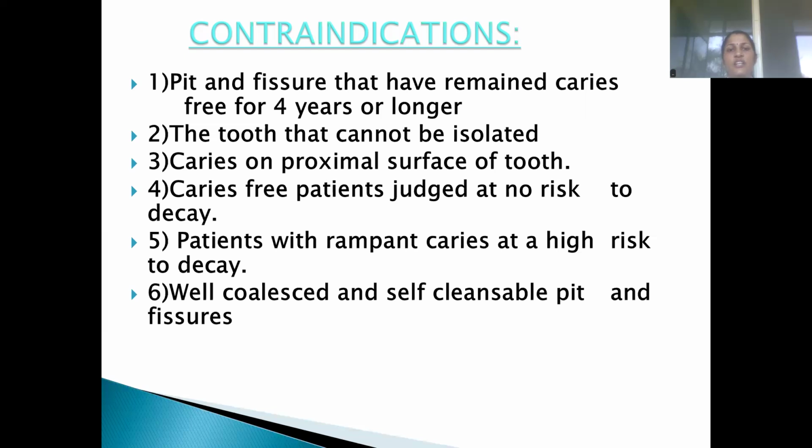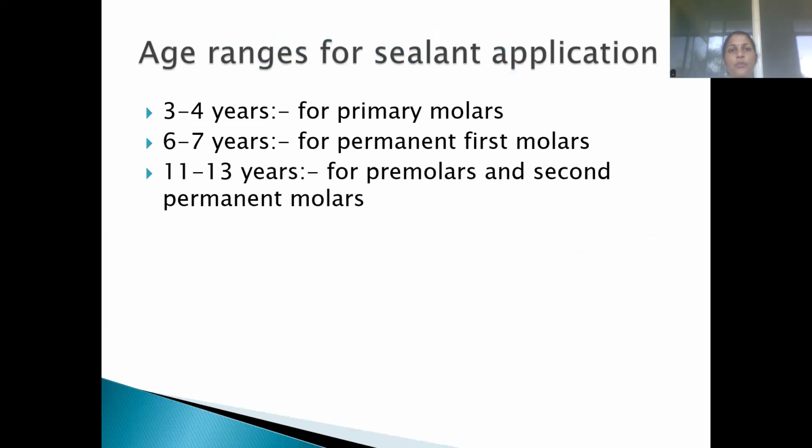Caries-free patients are judged at no risk of decay, and patients with rampant caries are at high risk. These come under Simonsen's group 1 and group 3. Then well-coalesced and self-cleansable pits and fissures, as I have told, that is the V and U type.